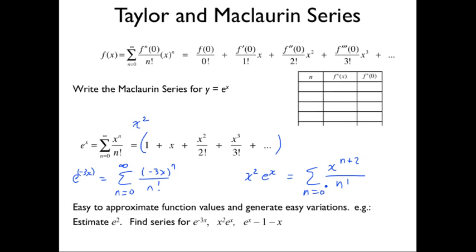So I didn't have to start from scratch, and that would have been ugly too, because all these derivatives would have been this expanding product rule, right? Product rule on product rule on product rule. You don't want to make that table for this, because those derivatives would be really ugly. So instead, we can just use the Maclaurin series for e to the x, and this just says multiply every term by x squared. So there it is. There's the Maclaurin series for x squared e to the x.